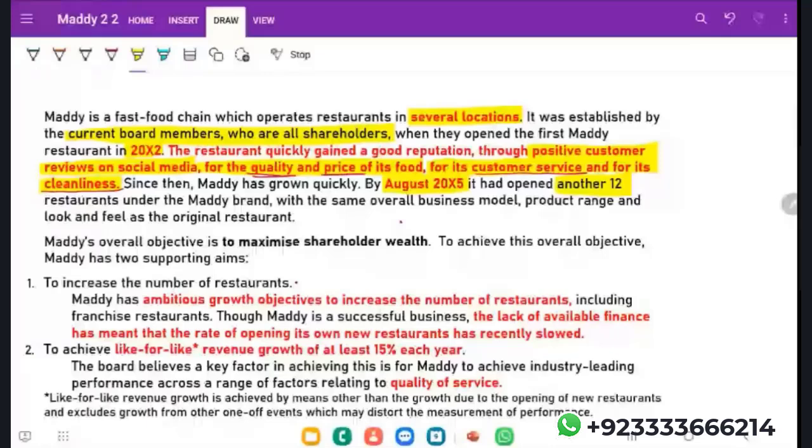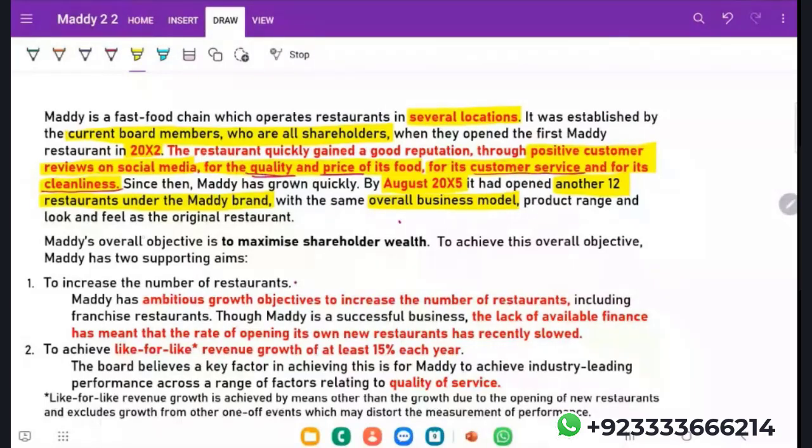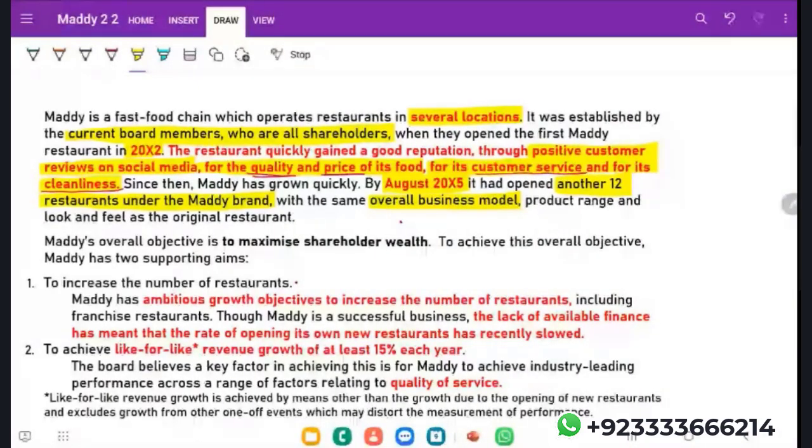By August 20x5, so we started our business in 20x2, by 20x5 it had opened another 12 restaurants under the Medi brand with the same overall business model. So what is the business model that we have to look at? Same business model, product range, and look and feel as the original restaurant. Okay. Medi's overall objective is to maximize shareholder wealth, right?